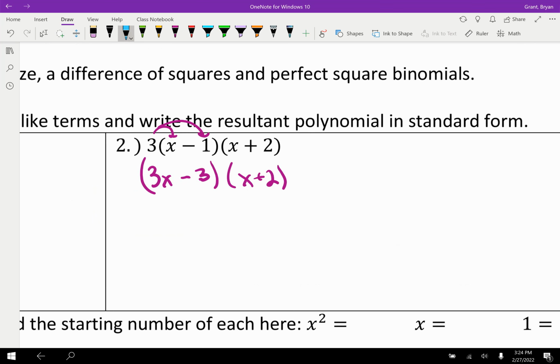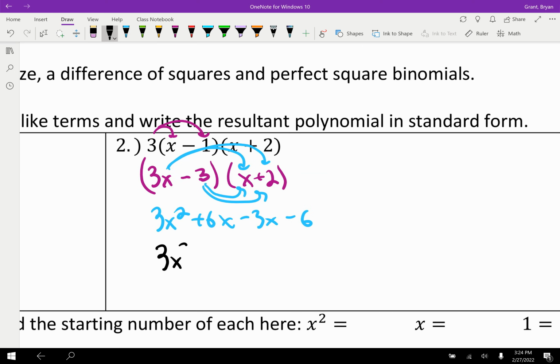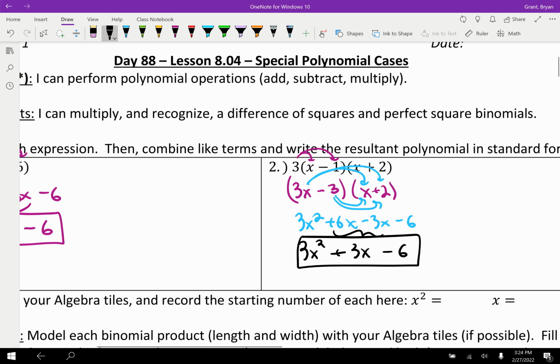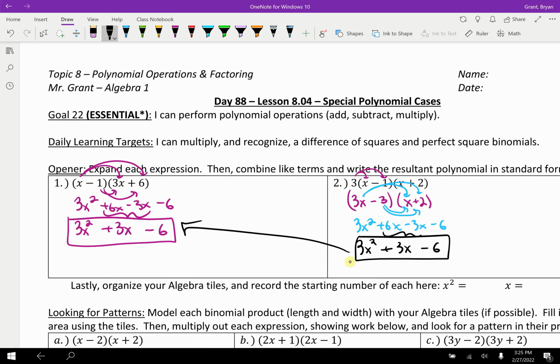Once we're here, we're going to double distribute like we did earlier. 3x times x is 3x squared. 3x times 2 is, of course, 6x. Negative 3x and negative 6. In fact, this is looking a little bit similar to a problem I think we just did. 3x squared plus 3x minus 6. Actually, we got the exact same answer.